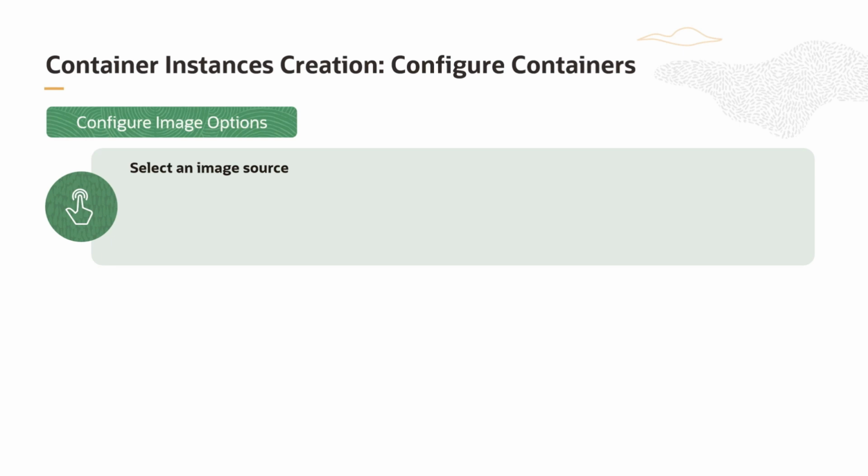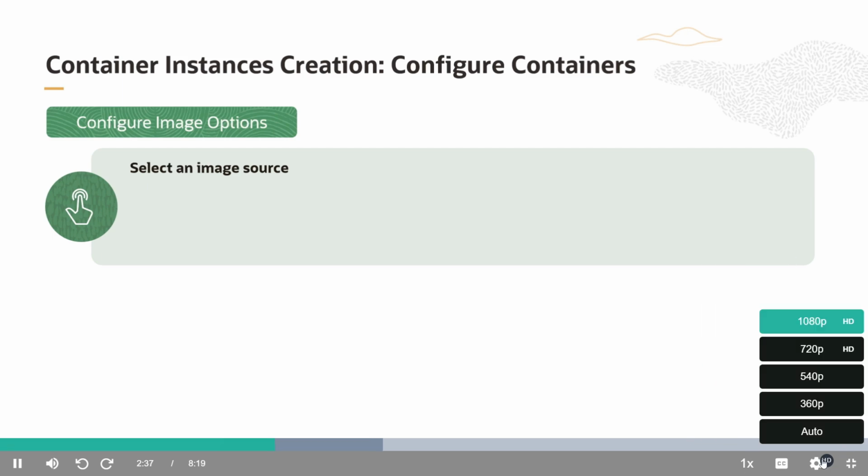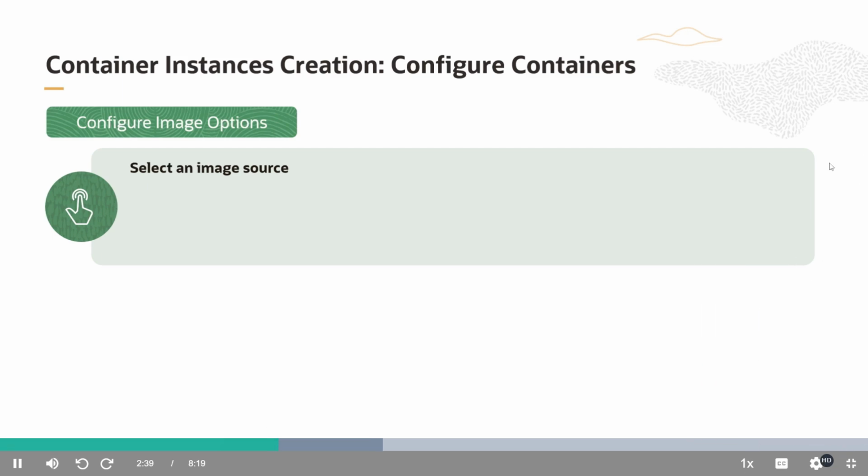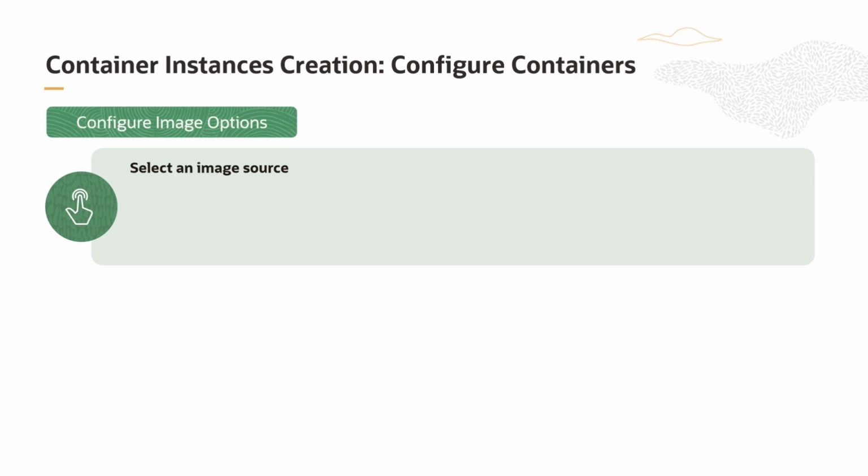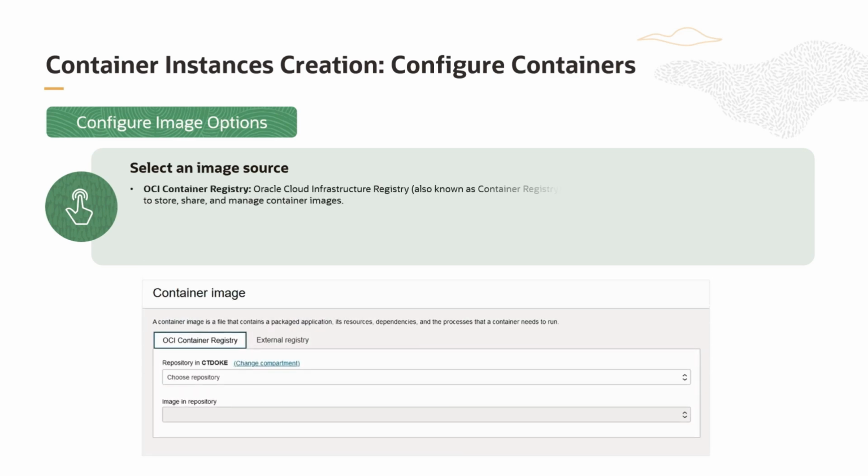Firstly, you'll need to enter a name for the container. This name doesn't need to be unique as each container is uniquely identified by its OCID. However, it's advisable to avoid entering confidential information for security purposes. Next, under the image section, you'll select the container image for your container. You have multiple options for the image source.